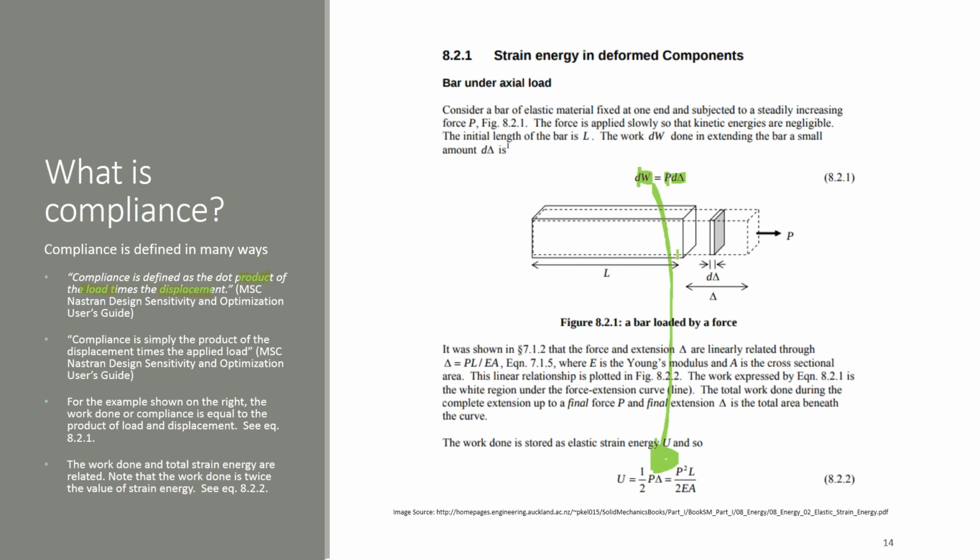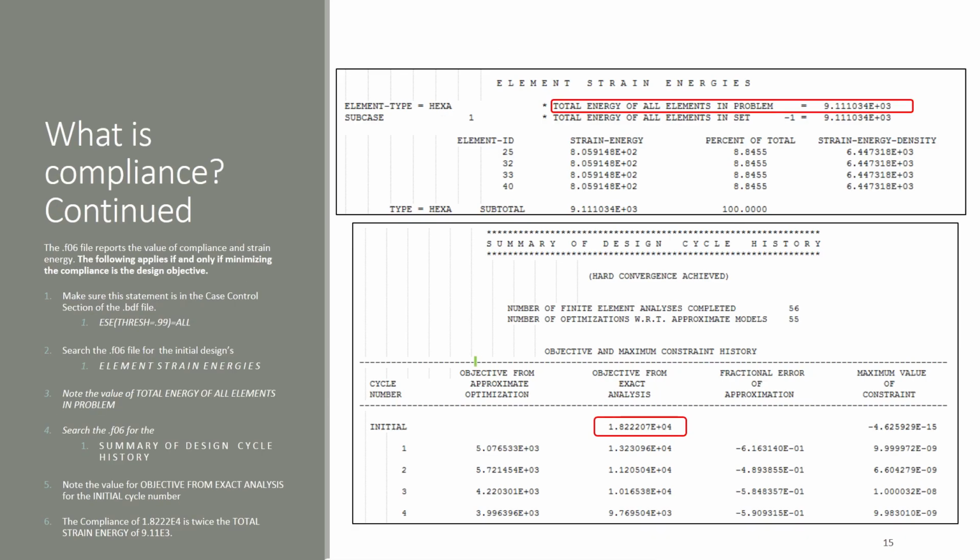So if we set the objective to minimize the compliance, what we are doing is we are minimizing the work that is occurring in the part. And this is comparable to saying that we are minimizing the strain energy in the part. Now, if you need further proof that this is what's happening, if you open the F06 file and you look for the section called element strain energies, there's one line that gives you the total strain energy in the part. So here you can see that it's about 9,000 here.